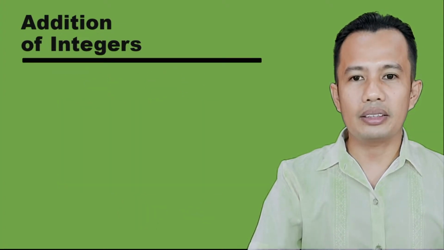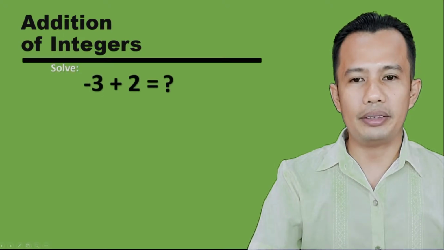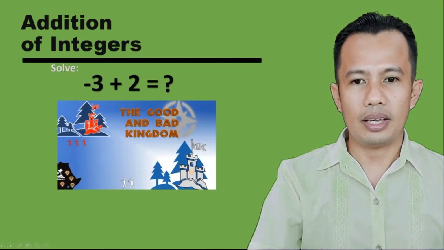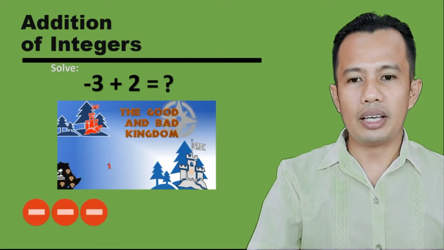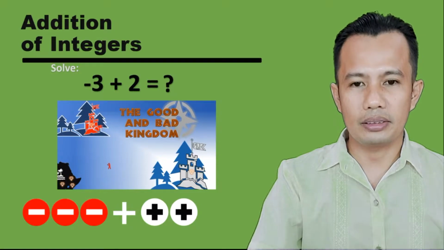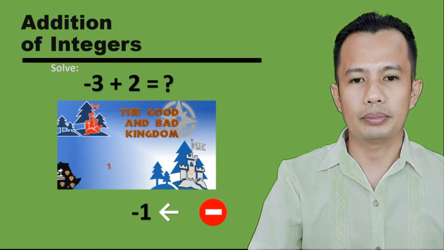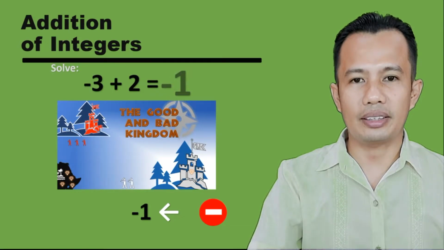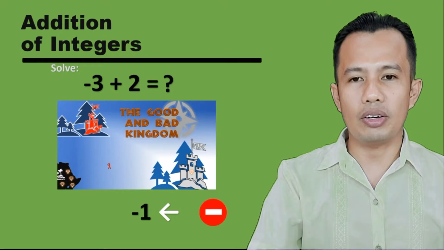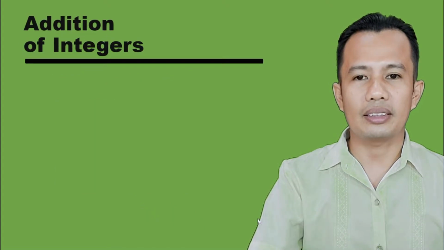Let's try negative 3 plus 2 using this video clip and this illustration. 3 negative circles plus 2 positive circles results in 1 negative circle. So the answer of negative 3 plus 2 is equal to negative 1.